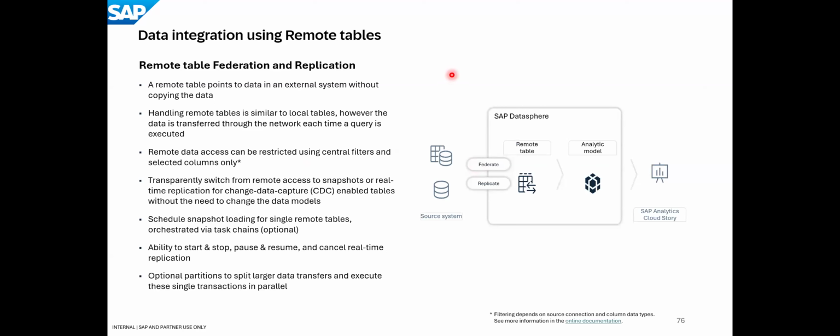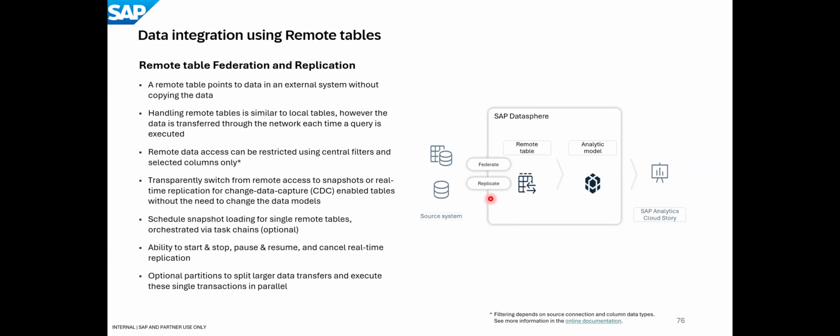And then remote tables, as we have talked, they point the data to the external system without copying the data to Datasphere. So they look similar to the local tables in the Datasphere, but they do not hold any data inside the Datasphere. Each time the query is executed, the data is transferred and displayed to you in the query runtime. So you can also filter the data according to your need, and you can select the columns what you want.